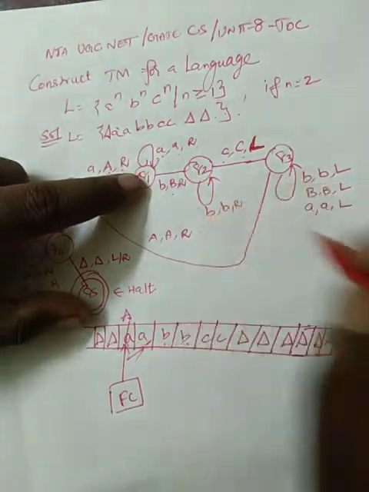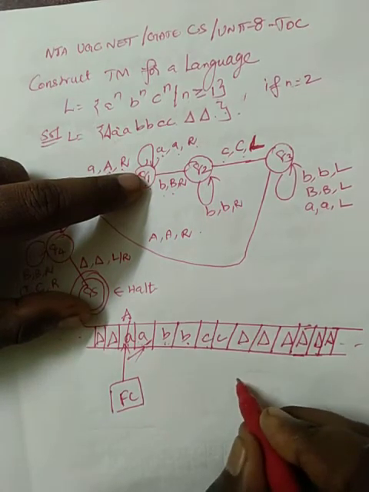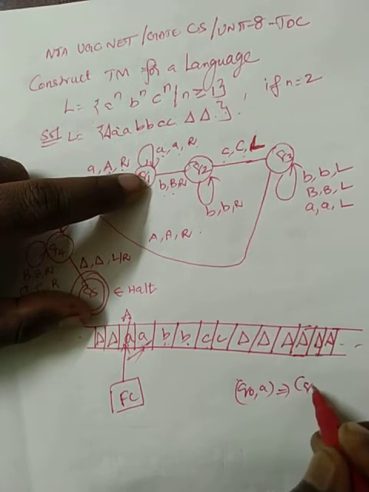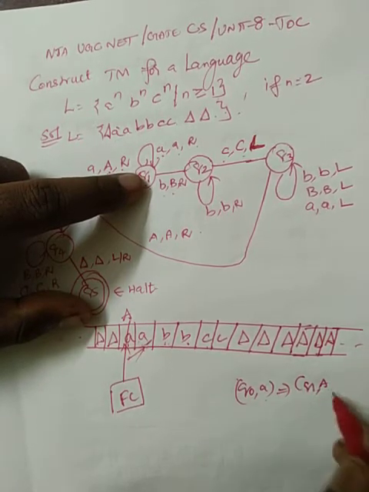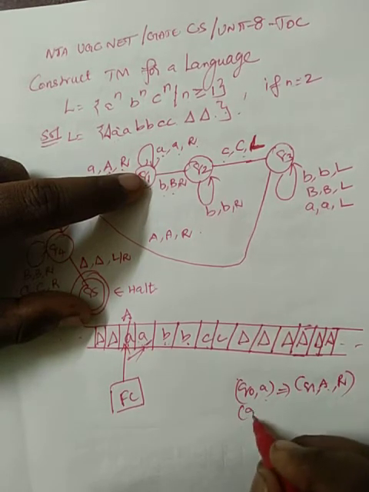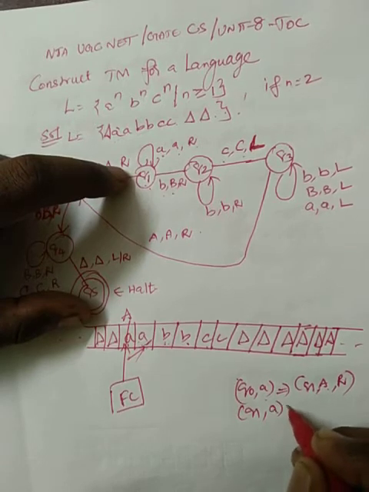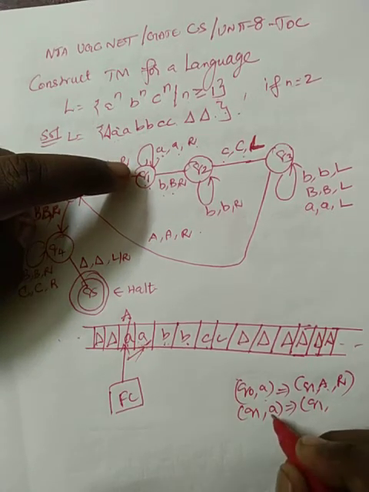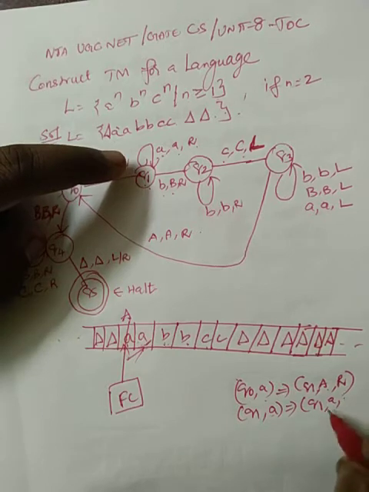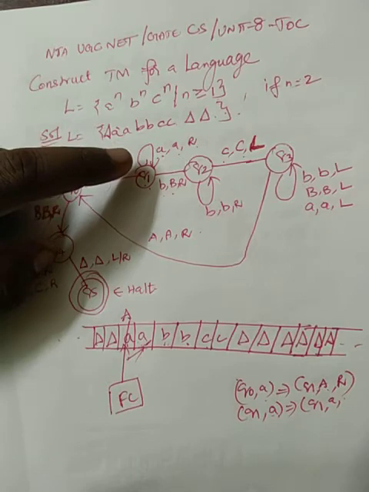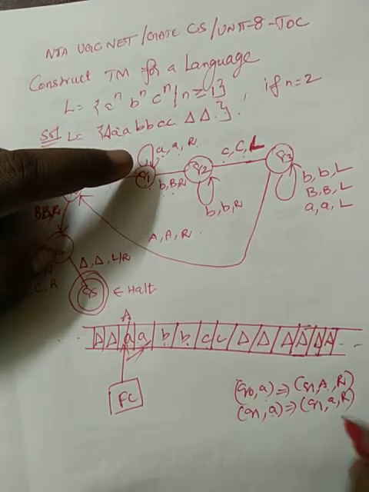If you are not able to understand, I'll mention it here. From q0, accepting a, it goes to q1 and replaces small a by capital A, and then we move in the right direction. From q1, accepting small a, we go to q1 itself and replace small a by small a itself. We should not touch this a before accepting a single small b as well as a single small c, and we are moving right.